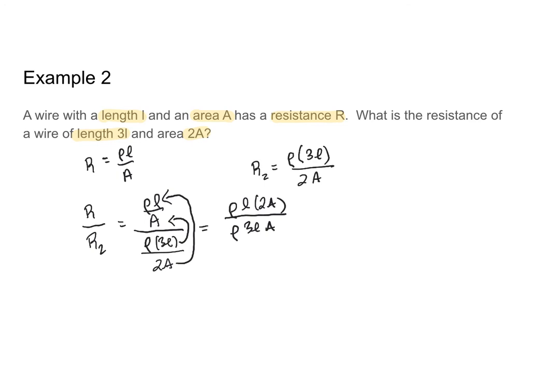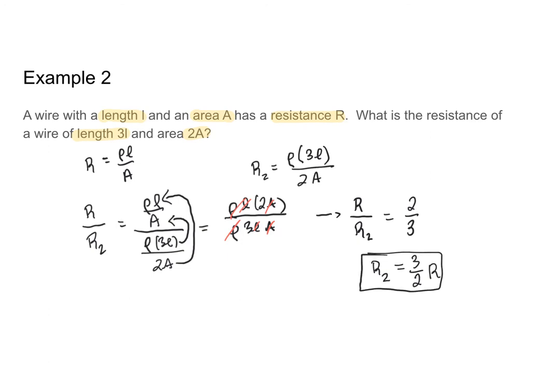So here we can see now that it's easy to cancel rho, L, A, and A. So this means that the resistance of my first wire divided by the resistance of my second wire is equal to 2/3. Solving for R2, I find that the resistance of my new wire is 3/2 of R, so 3/2 of the resistance of my first wire.